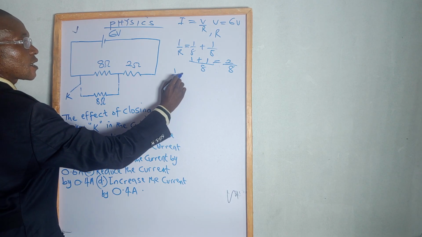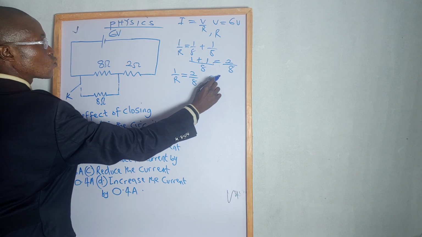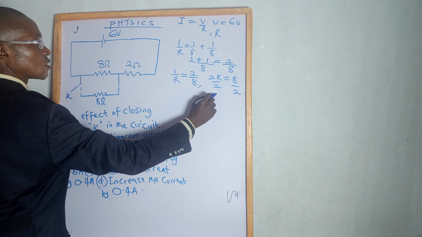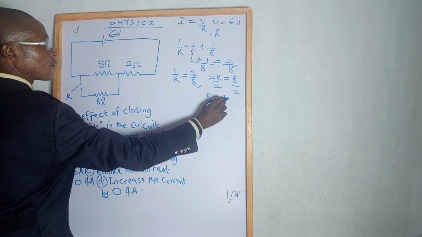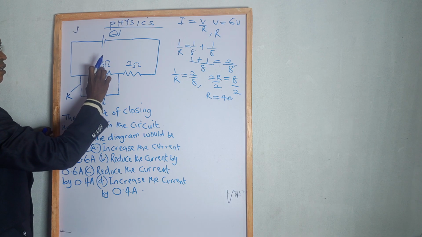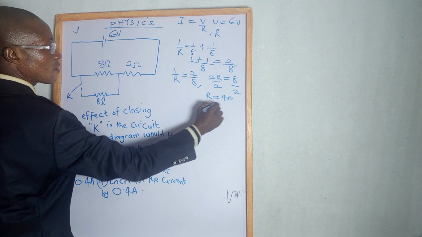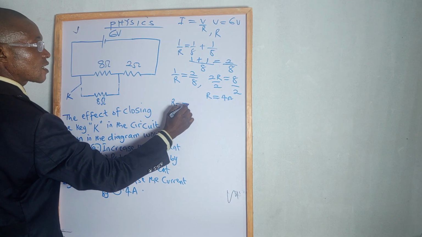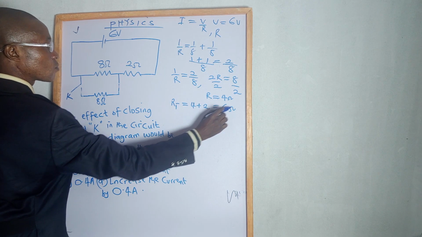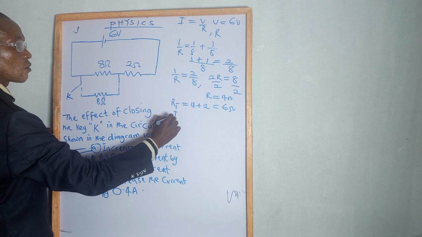Therefore, I'll have 1 over R equal to 2 over 8. If you do that, you have 2R equal to 8. Then divide both sides by 2. Therefore, R equals 4 ohm. Remember, this is the equivalent resistance of the two resistors here. The equivalent resistance will now be in series with these 2 ohm. So my RT, the total resistance, will be 4 plus 2, which is 6 ohms. Then I'll continue with the calculation of I.